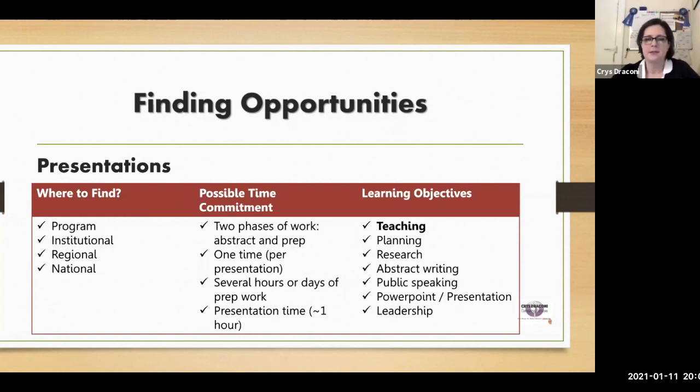And the presentation, all this is one-time things. So unlike committees where you're doing it consistently, these are one-time things. It could be several hours or days of prep work. And presentation time, of course, is usually around an hour, maybe less.